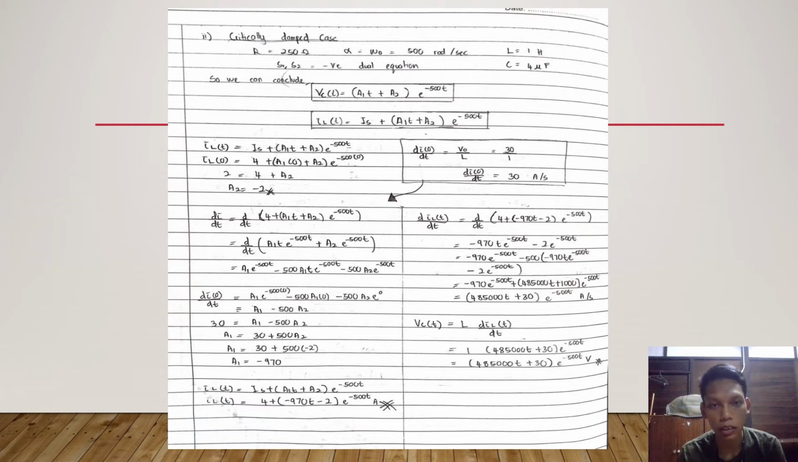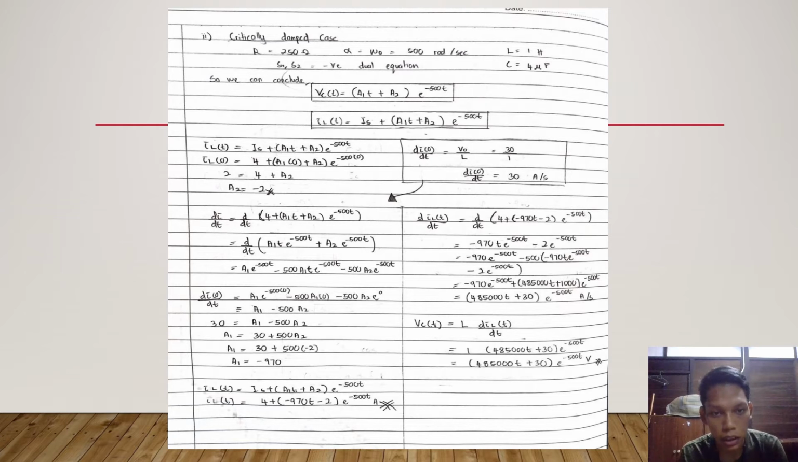Secondly, the critically damped case. Resistance equal to 250 ohm. So we get alpha equal to ω0, 500 radian per second. From that, for iL(t) equal to iS plus A1t plus A2 exponent negative 500t. At t equals 0, we get A2 negative 2.